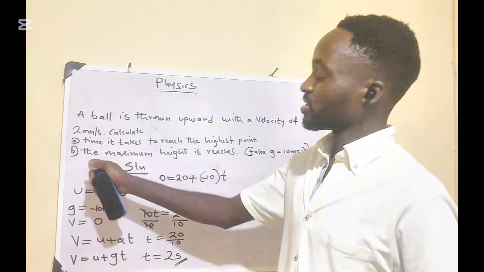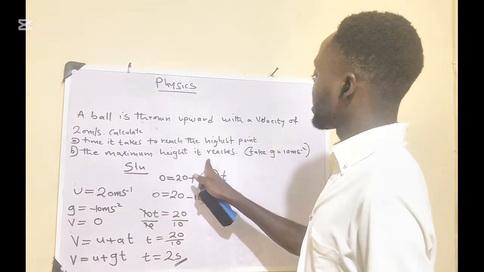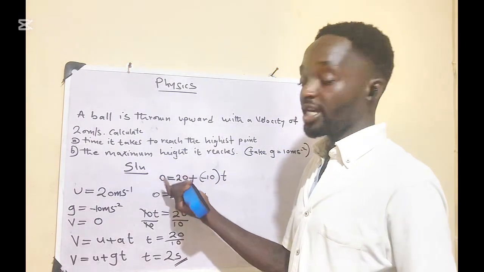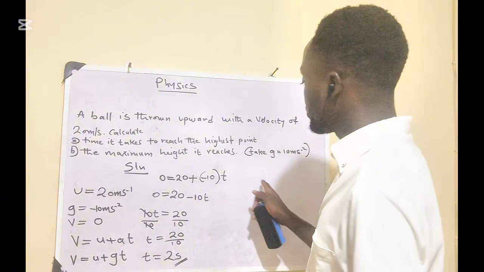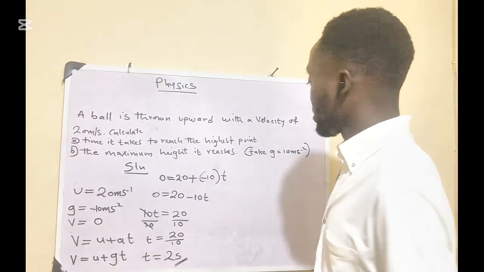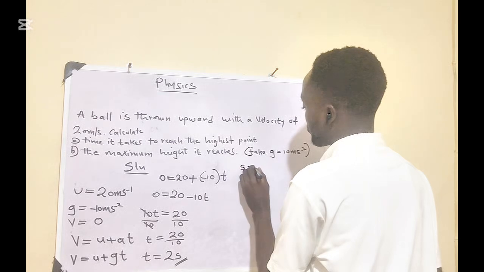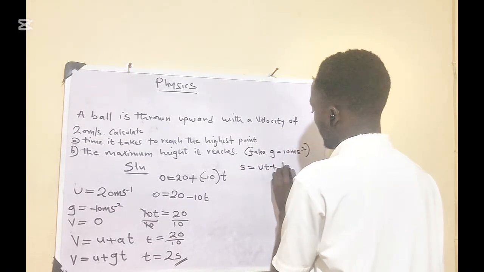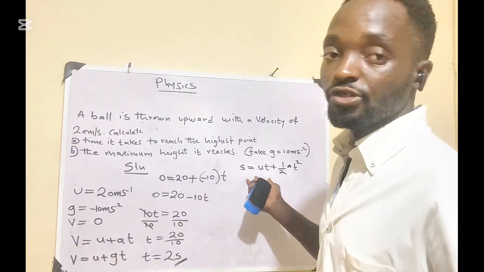Now we have to also calculate the b part. The b part is that we should find the maximum height it reaches. So now we need to find a formula that can help us find the maximum height. We can use the second equation of motion. The second equation of motion is actually given as s is equal to ut plus a half at squared.